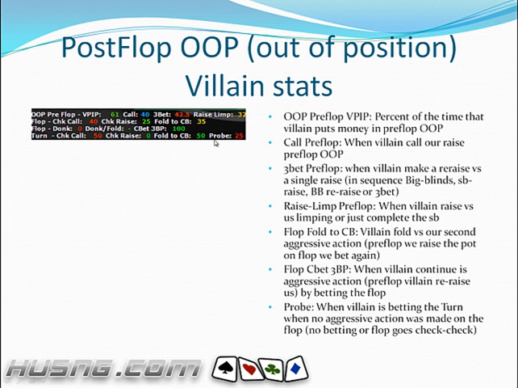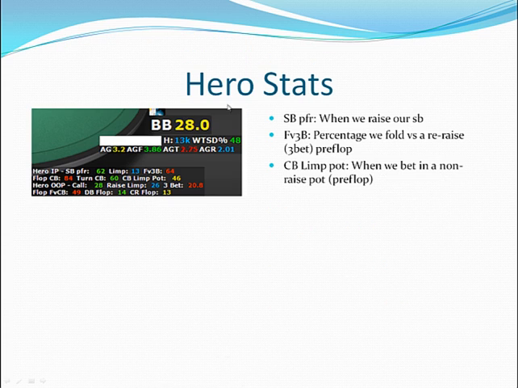A probe is whenever he bets the turn when no aggression was made on the flop. So the flop goes check, check, then he, out of position, leads into us. This is the probe number. Hero stats: here we have big blind, effective stacks 28 BB.